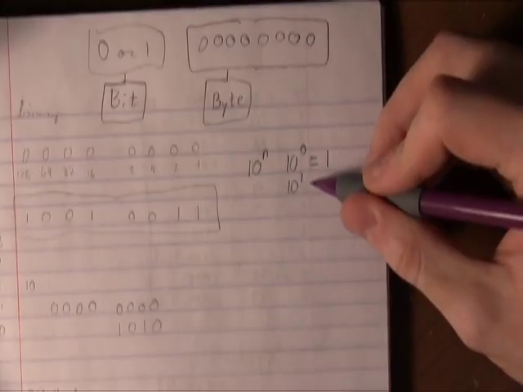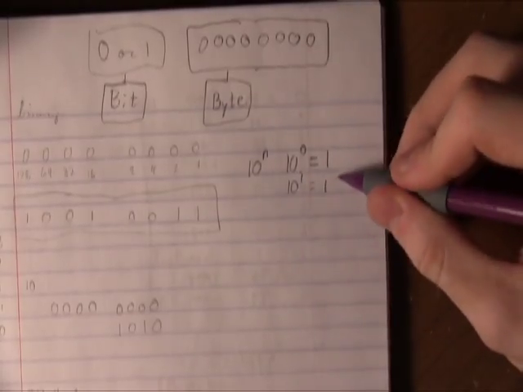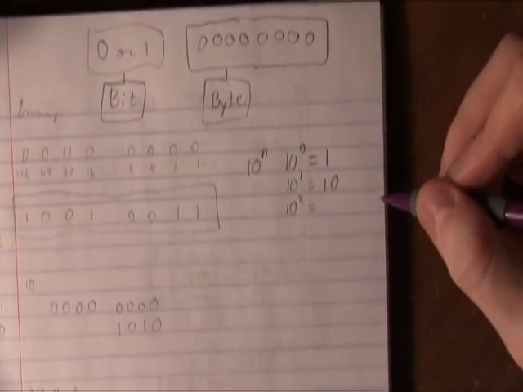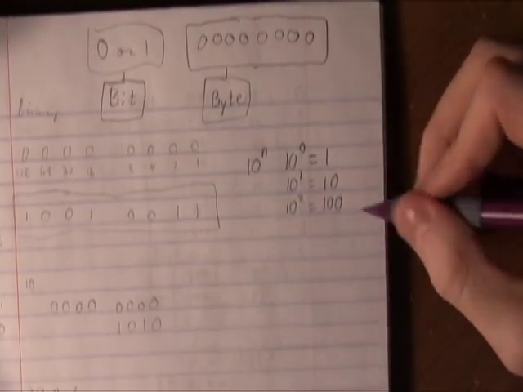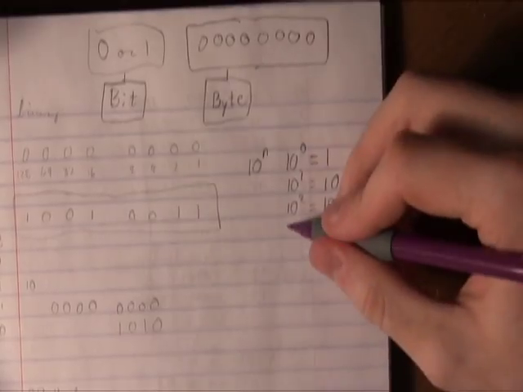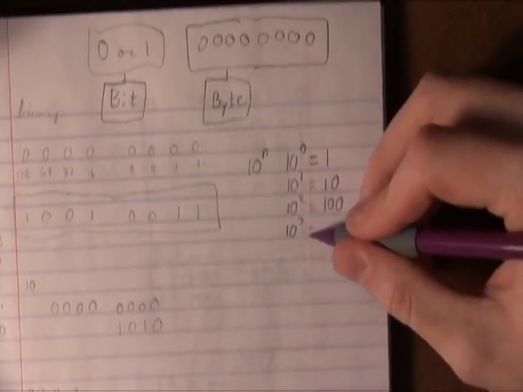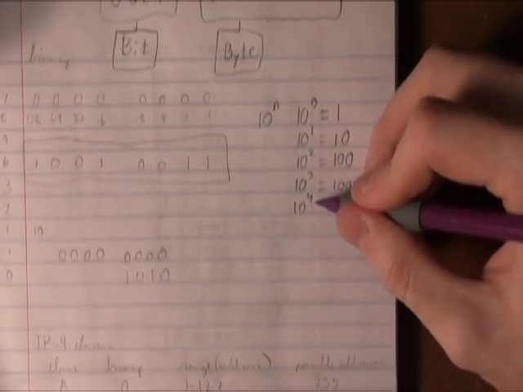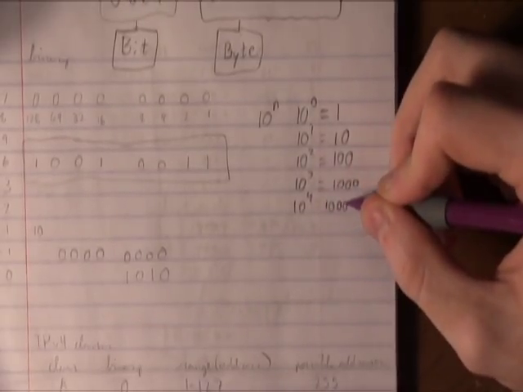So what's 10 to the 1? It's 10. Anything to the first power is an identity. It's itself. What's 10 to the second power? It's 10 times 10. It's 100. What's 10 to the third power? 1,000. 10 to the fourth? 10,000. That's how it grows.